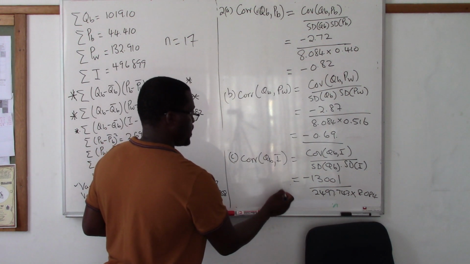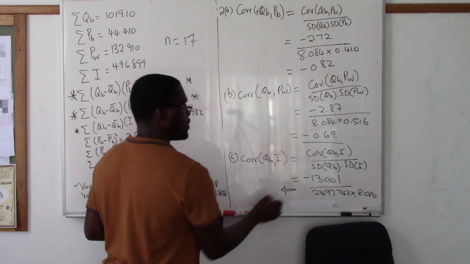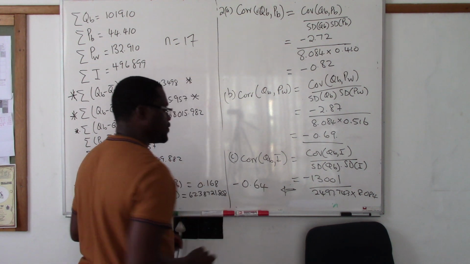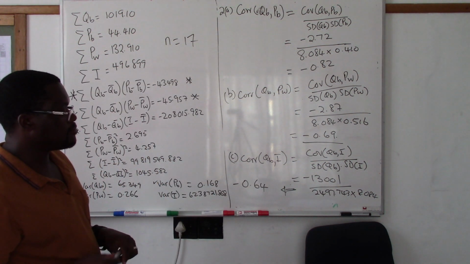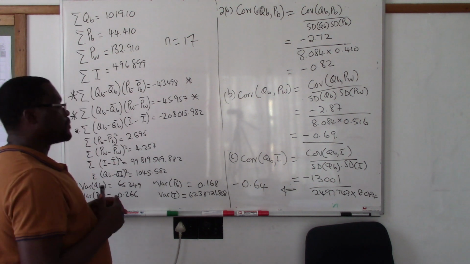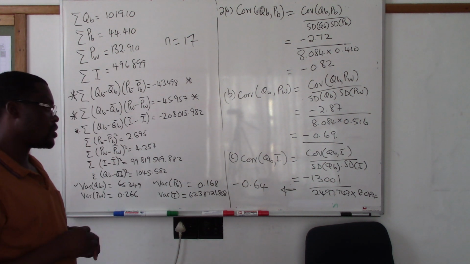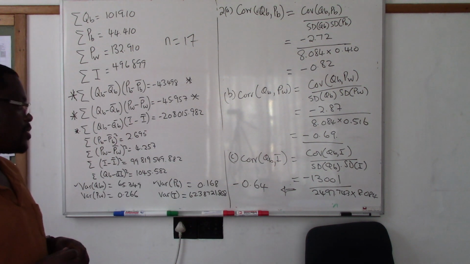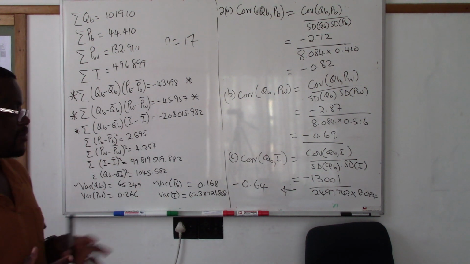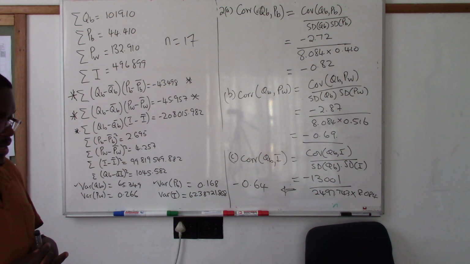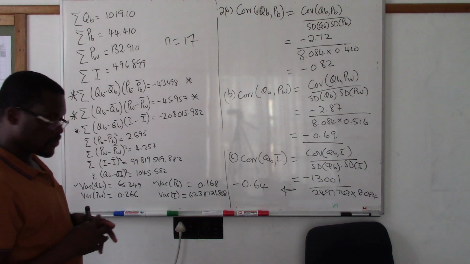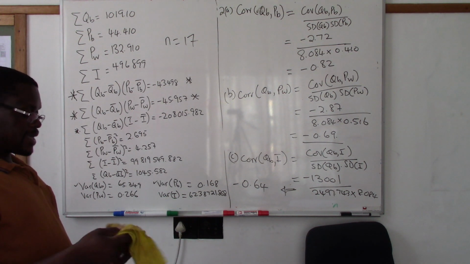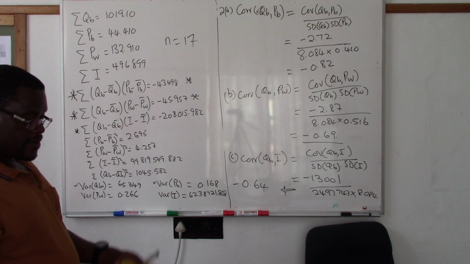The answer you will get here is minus 0.64. Again, a moderately strong, it's in the mid-range, a moderately strong, moderately reliable negative linear association between the two variables. So that's about question A and B.